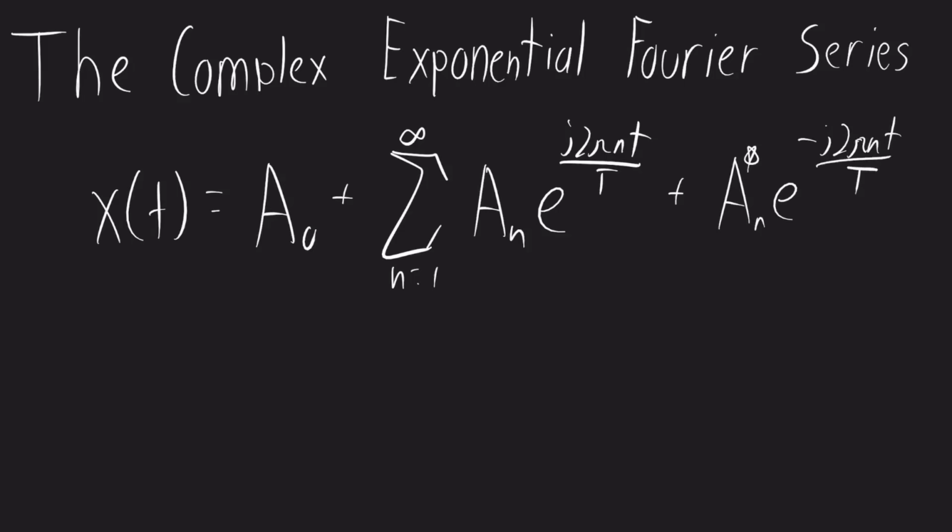Now I'll explain what all these terms are. A naught is the zeroth harmonic. This is also called the DC component. And this is basically the vertical shift of the signal.